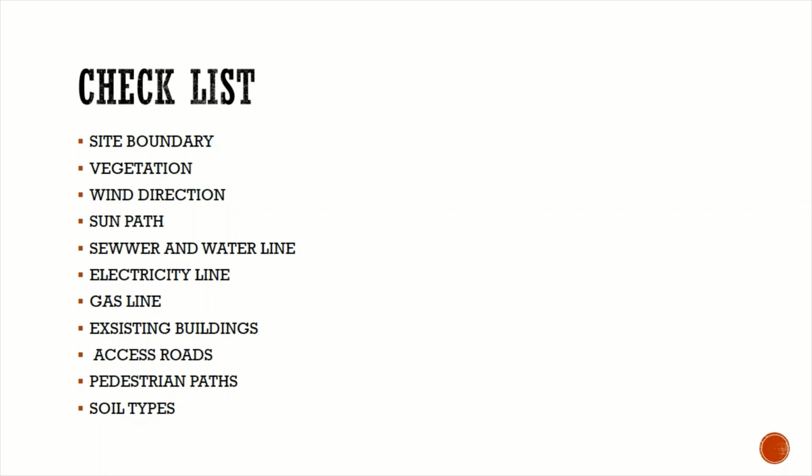Then you have your access roads. How will people access your site? How will people access your restaurant or your library or whatever building that you are considering to design and build? Your pedestrian paths. How will pedestrians access your building? And even if they're not going to access your building, you don't want to block ways for pedestrians where they have to take a longer route just to go to another place. And as well as your soil types. Your soil types are very important, because they affect the type of foundation that you have.